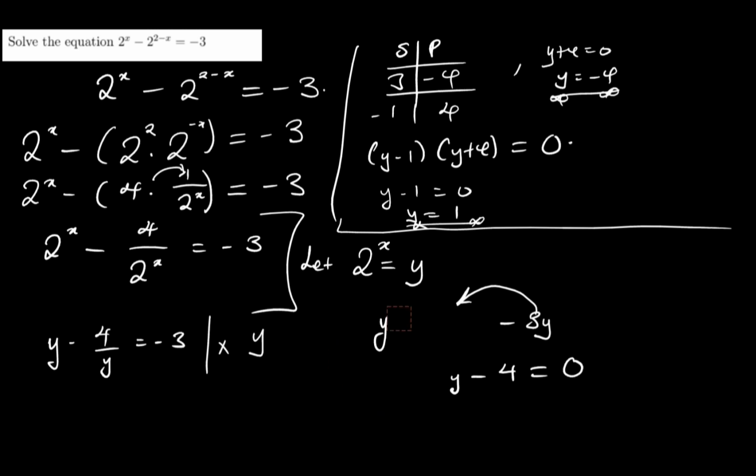Remember, initially we did let 2 to the x be equal to y. So solving for y doesn't necessarily mean that you have solved the equation or you have solved literally everything needed. Not really, you haven't. So remember, if 2 to the x is equal to y, then what are the values of x? Sorry, the values of y that I have? Because I'm trying to look for the values of x.